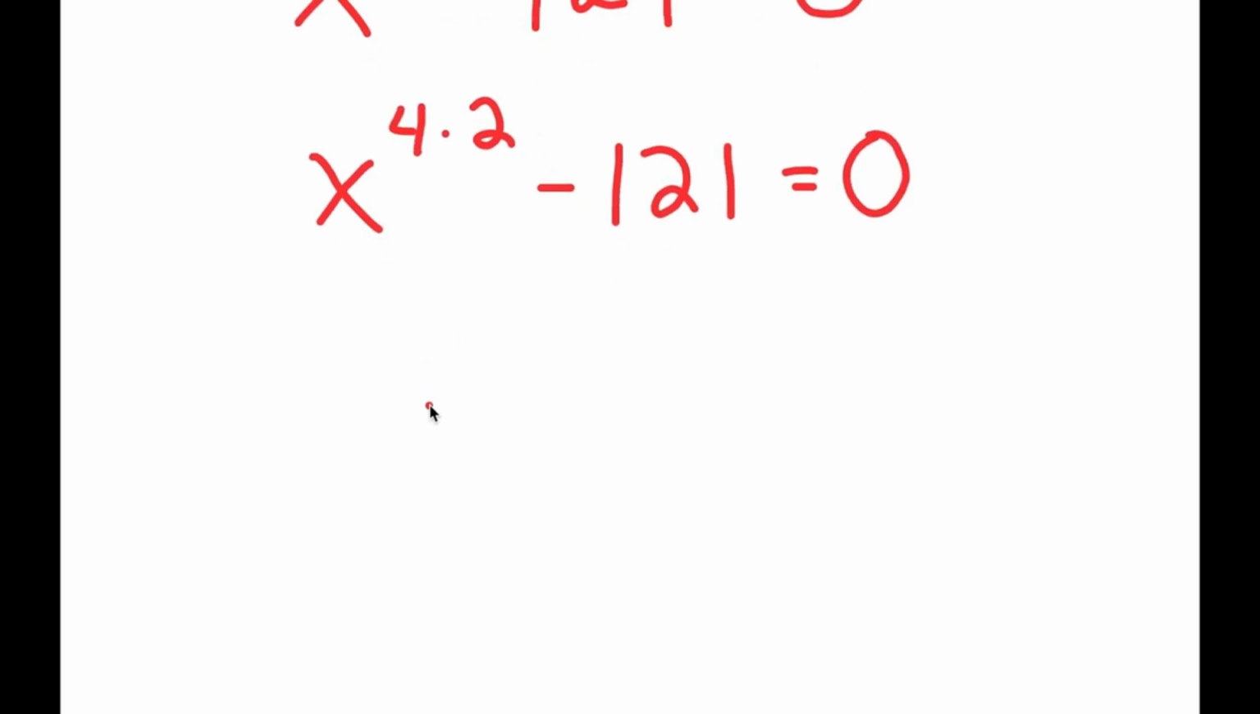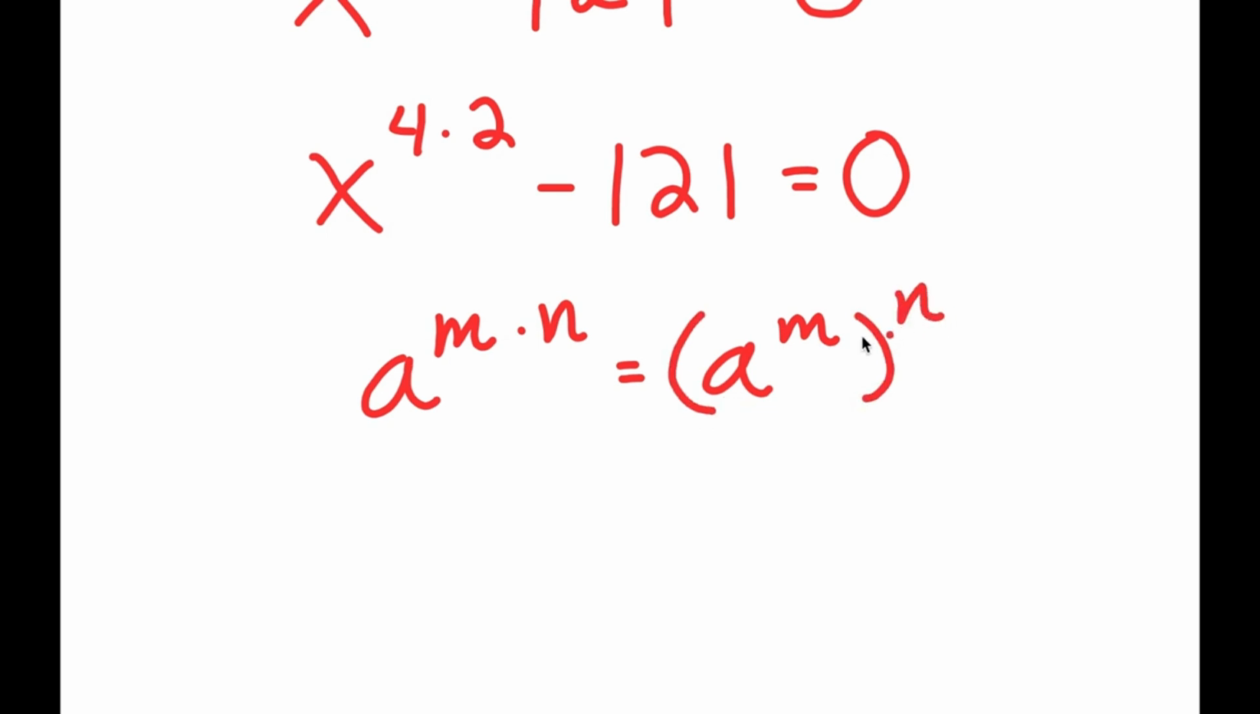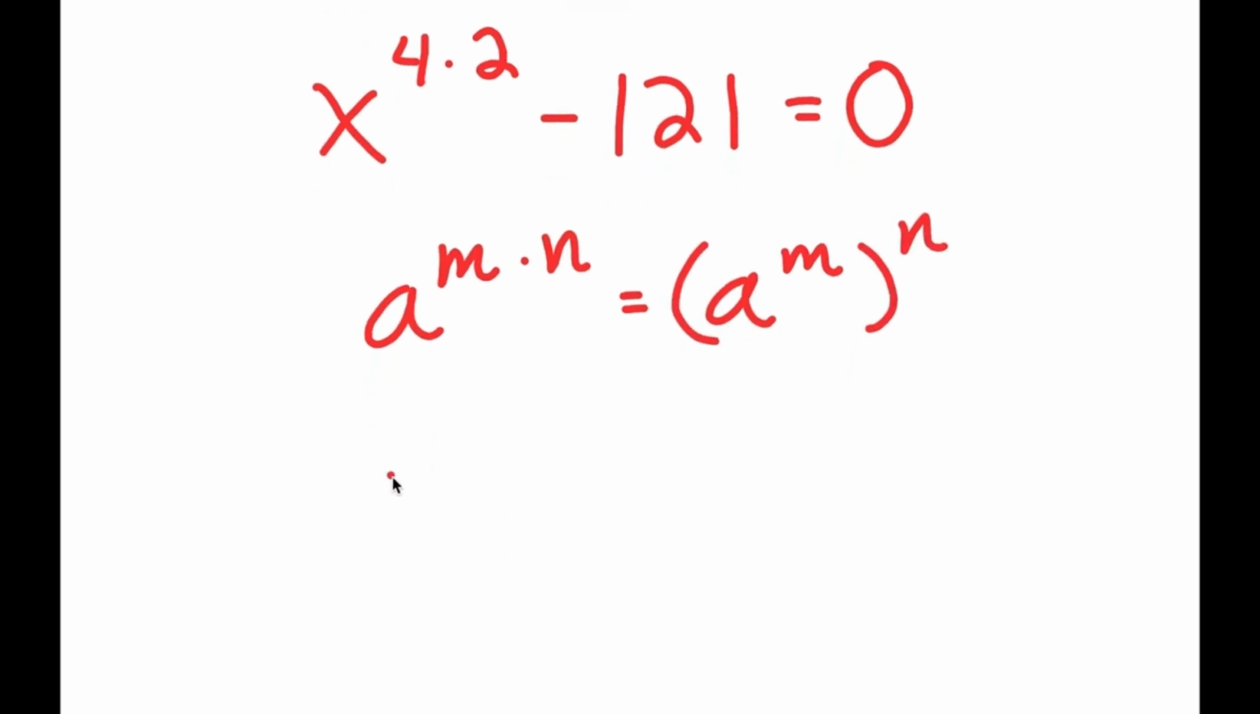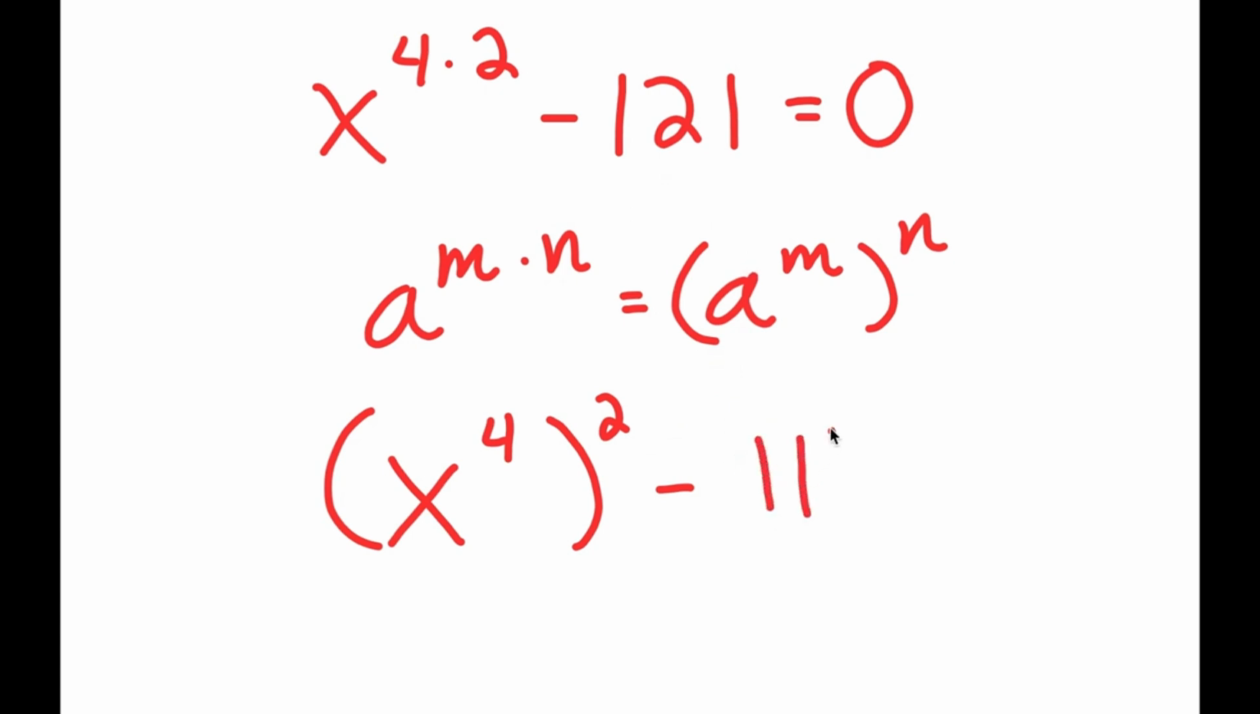Now, if I have something in the form a to the power of m times n, this is equal to a to the power of m to the power of n. So x to the power of 4 times 2 is equal to x to the power of 4 to the power of 2. Now I have this minus 121, which we can rewrite as 11 to the power of 2.